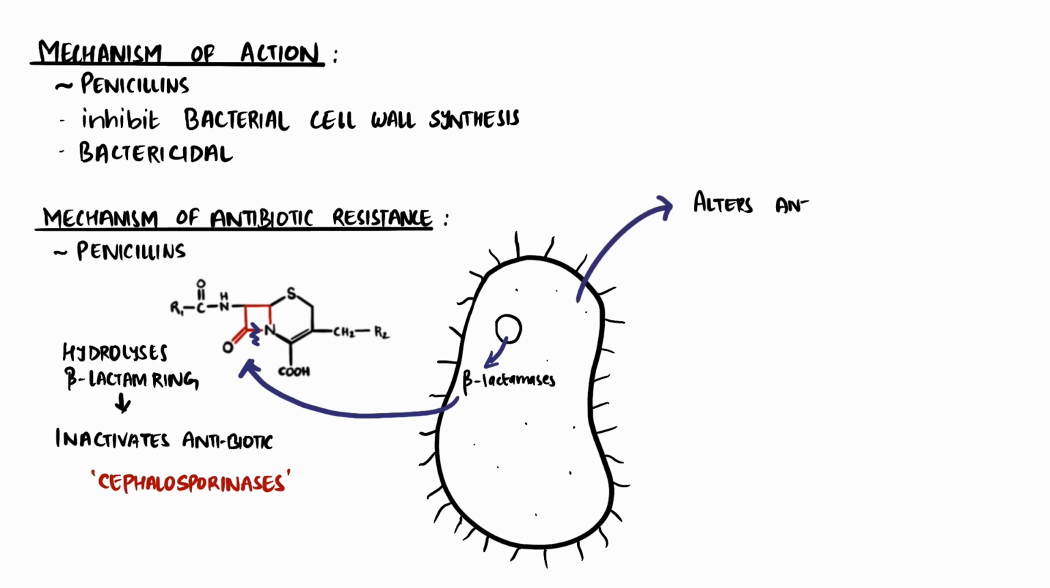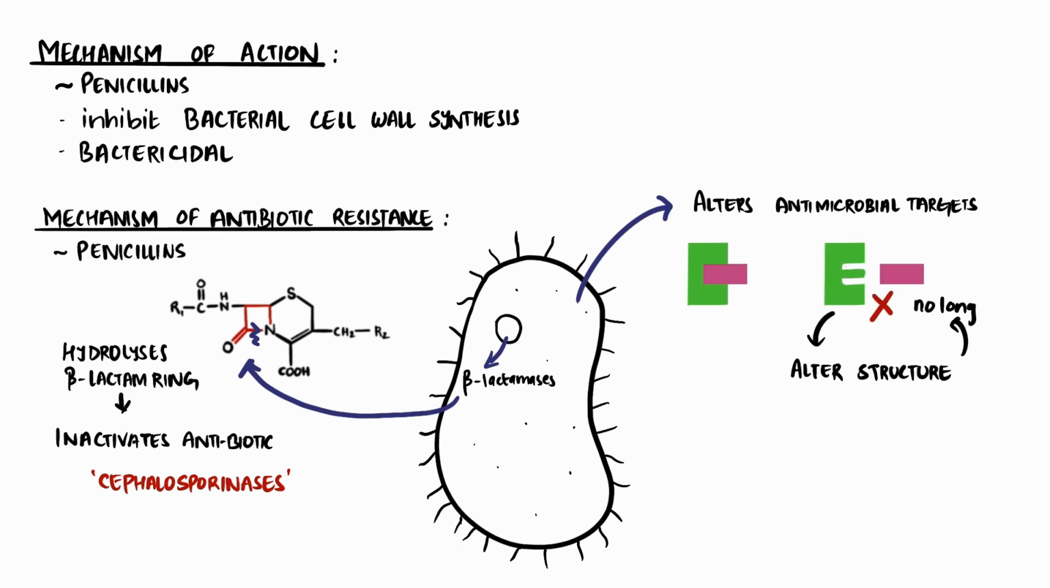Bacteria can alter the antimicrobial targets. For example, here we have the penicillin binding protein. Normally, cephalosporins bind to these penicillin binding proteins and hence inhibit cell wall synthesis. But bacteria can alter their structure so that the drugs can no longer bind to these newly altered penicillin binding proteins and hence it can't function. And finally, bacteria can also reduce permeability to drugs. So these are the ways bacteria can develop resistance to cephalosporins.